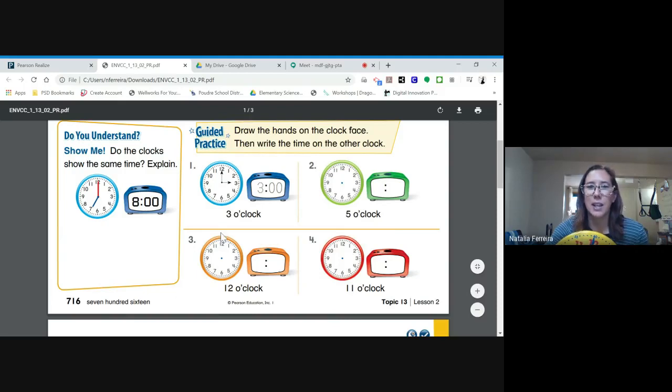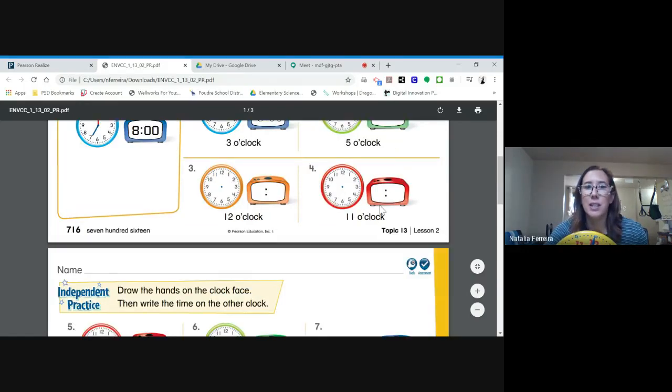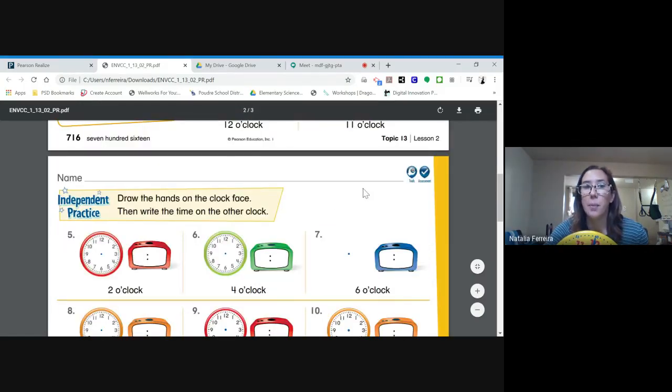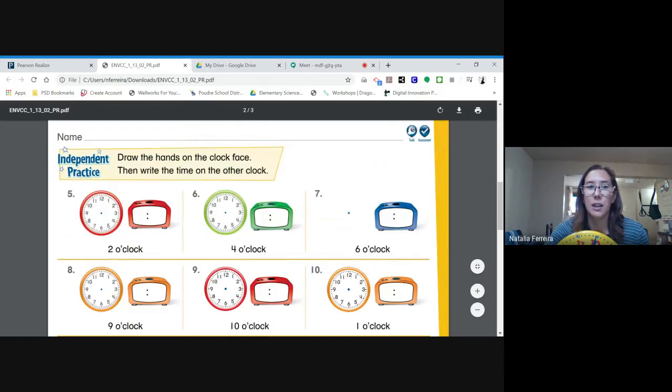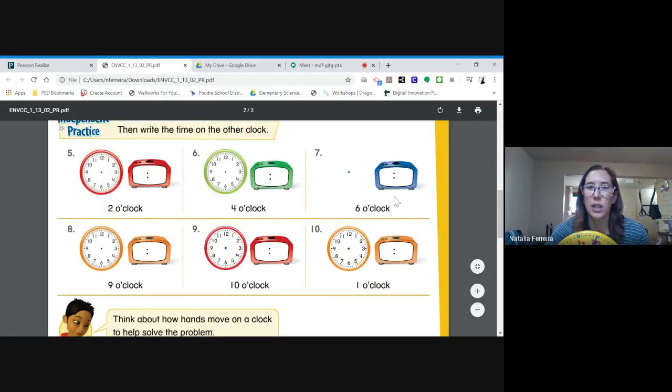All right, guys. So we did get a lot of practice with our guided practice. Now I'm going to put this next piece on Seesaw, and you are going to draw the hands on the clock face. Then you're going to write the time on the other clock. Notice this one. There is no clock. What do you think you're going to have to do? You're going to have to draw it.